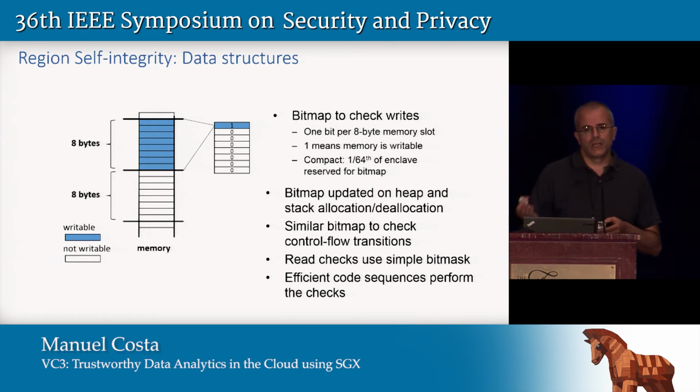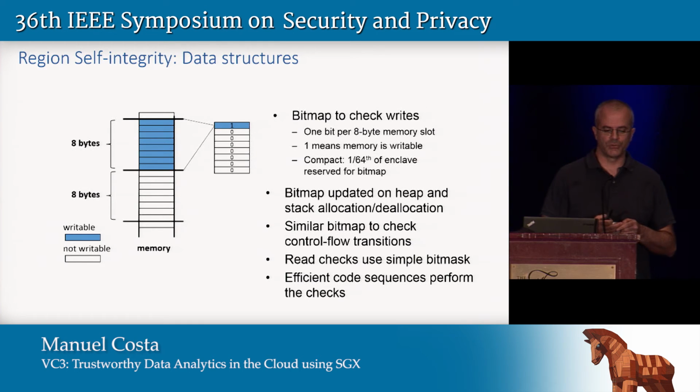We also check control flow transitions to make sure that the read checks and the write checks cannot be bypassed, and we use a similar bitmap to check control flow transitions. That is a form of coarse control flow integrity that we enforce. And finally, the read checks are a simple range check that we enforce with a simple bit mask. I'm not going to go into details here, but in the paper we show how we have efficient code sequences to implement the checks.